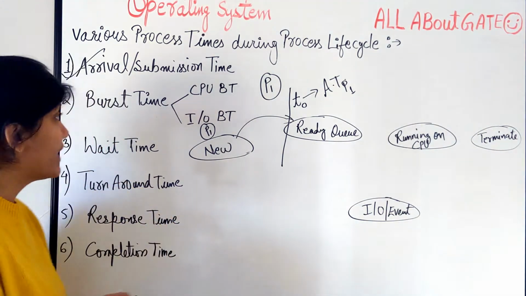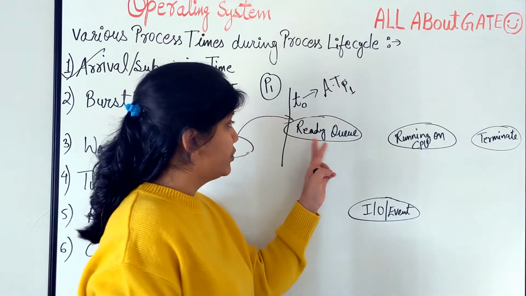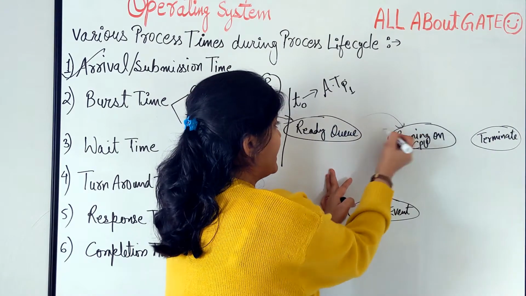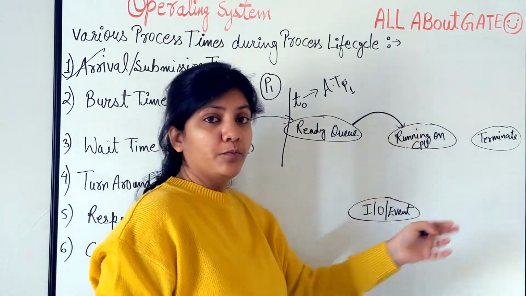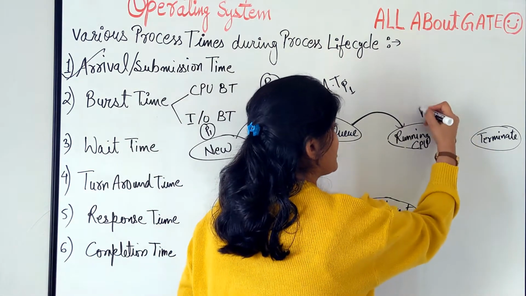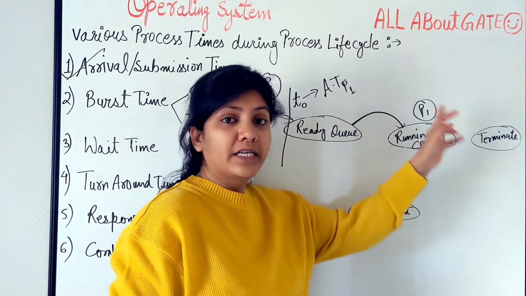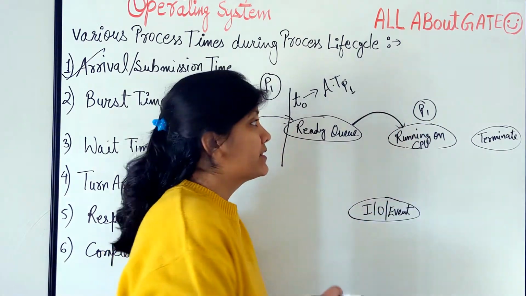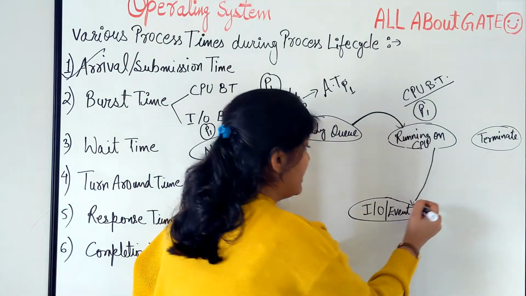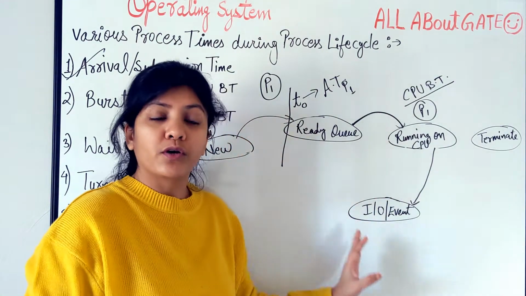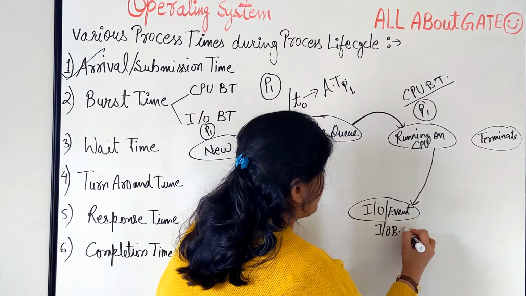Now when the process is in your ready queue and it gets scheduled, it gets dispatched to the CPU and runs on it. The amount of time your process P1 spends on this CPU is nothing but the CPU burst time. When the process comes here and is given the execution of input output, that becomes its input output burst time.